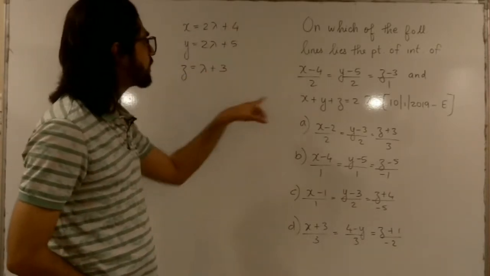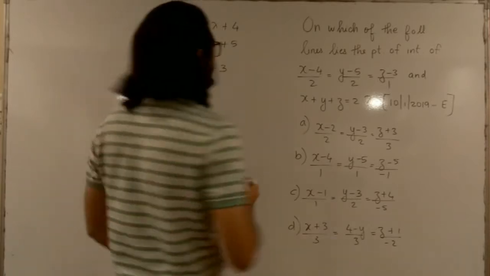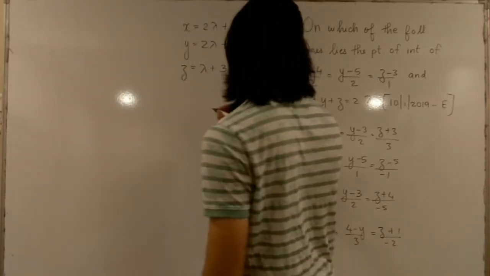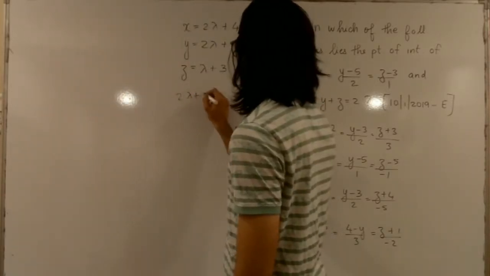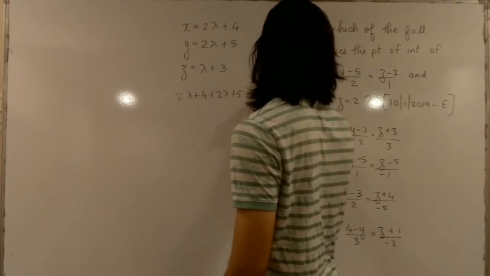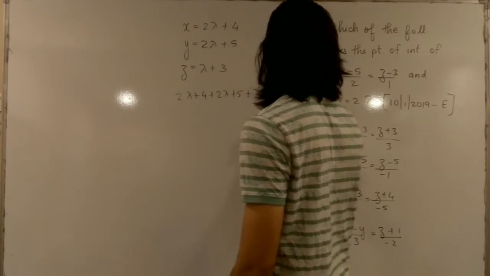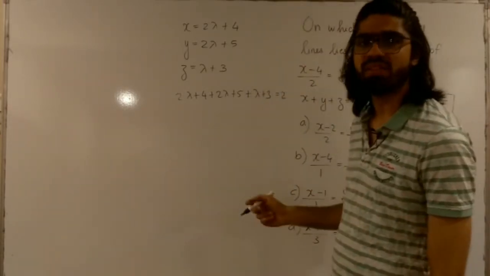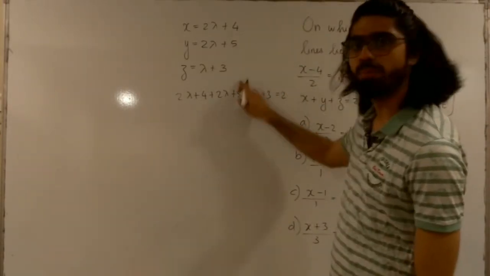So put these coordinates in the equation of the plane and that gives you 2 lambda plus 4 plus 2 lambda plus 5 plus lambda plus 3 equal to 2. Solve it, you will get your lambda value and put it back over here to get the point of intersection.